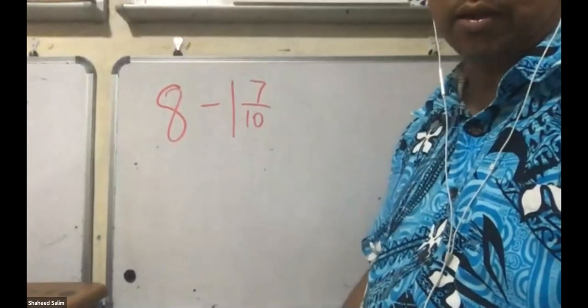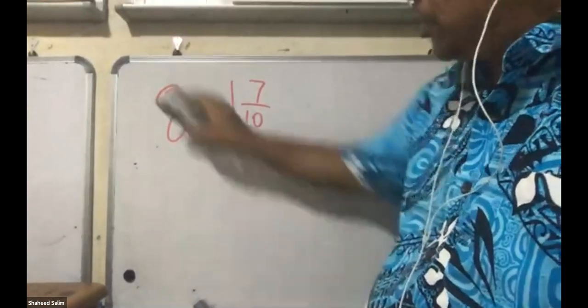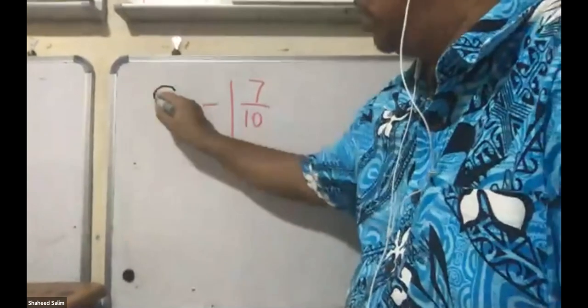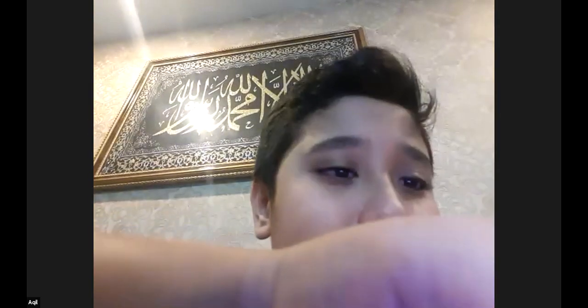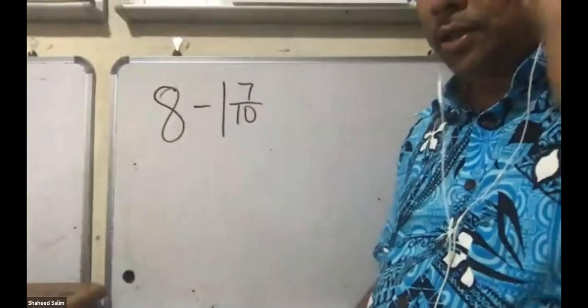Can you see, Akil? Not clear. Akil says not clear because I write in red. Can you see, Akil? Better? Akil, now can see. Okay, you must tell me. You cannot see, must tell me.